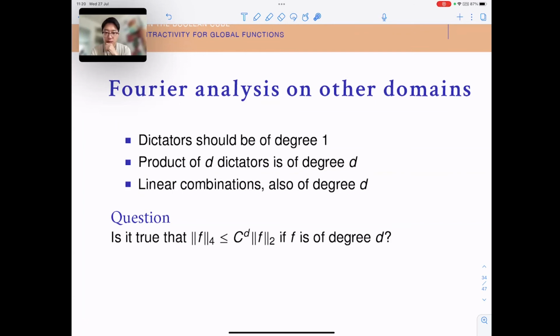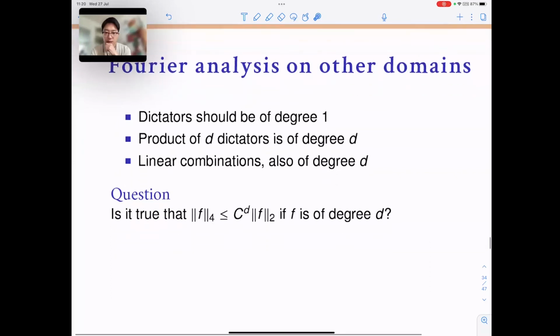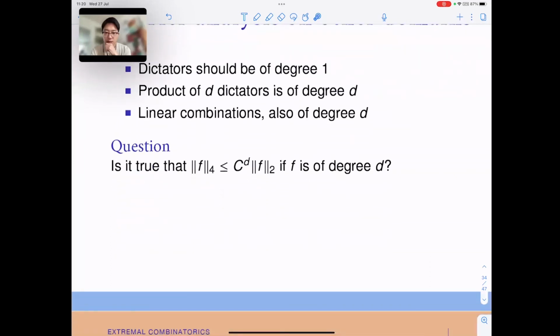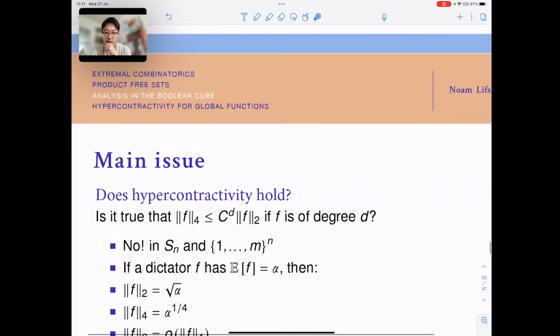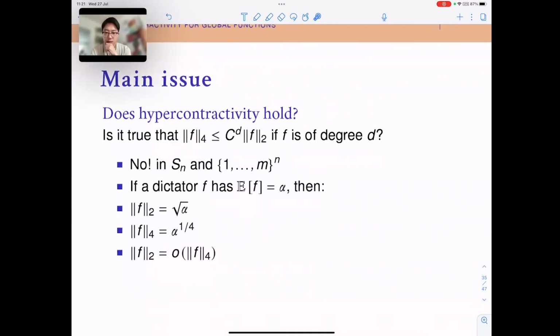Once you have the notion of degree, you can ask whether hypercontractivity is true, that is, whether the 4 norm of f is at most c to the d times the 2 norm of f. This is a smoothness notion, essentially equivalent to hypercontractivity: whether low degree functions are smooth. We can ask it in all of these domains, but the problem is that the answer is no.